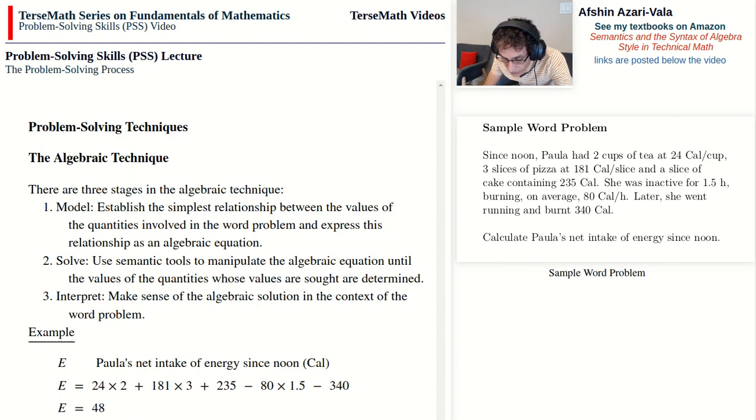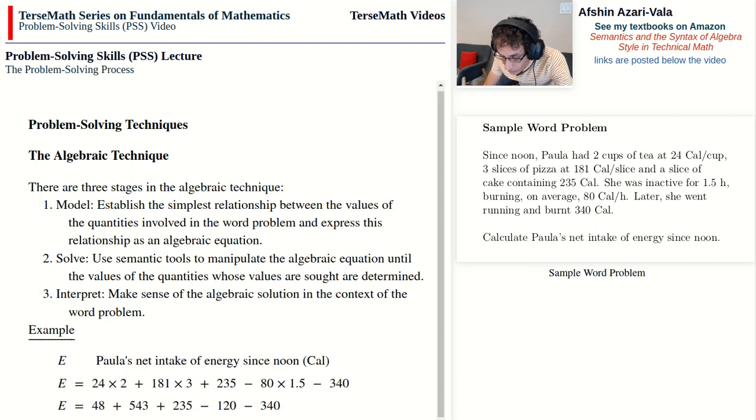So next we have E is equal to, so we work out the energy intake from the cups of tea. That comes to 48 calories. And then to this we add the energy intake from the slices of pizza. So we work out 181 times 3 to get 543. Then we add 235, which was the energy content of the cake. And now we subtract the energy loss during the time she was inactive, which comes to 120 calories. That comes from 80 times 1.5, 120. And then we finally subtract the loss of energy due to running.